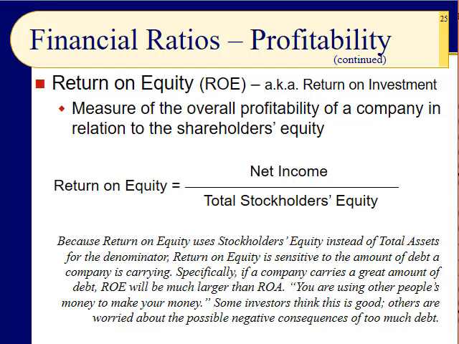There's a whole lot of debt, the liabilities. So we take the net income and divide it not by the total assets, but by the total stockholders' equity. Because return on equity uses stockholders' equity instead of total assets for the denominator, the return on equity is sensitive to the amount of debt a company is carrying.